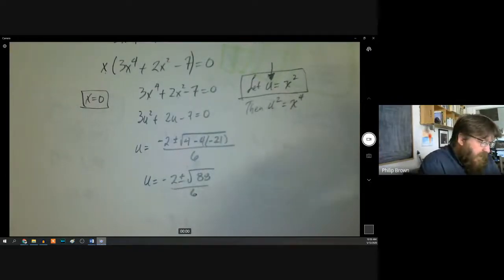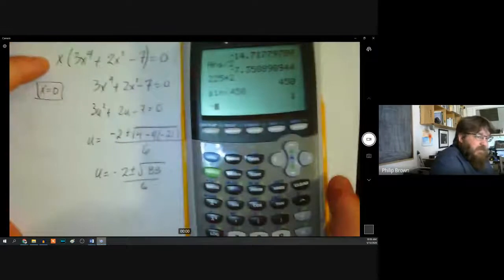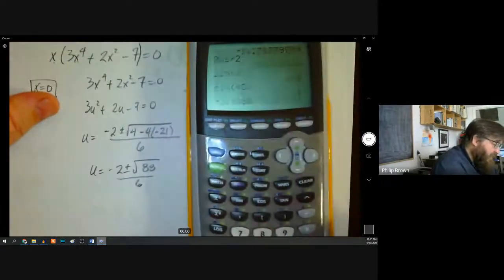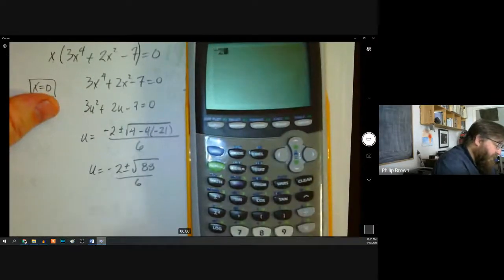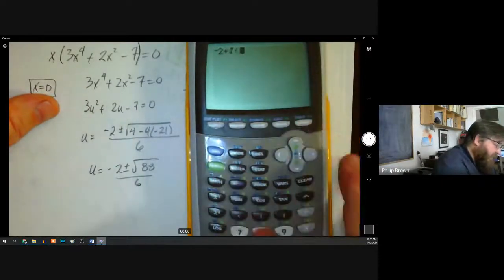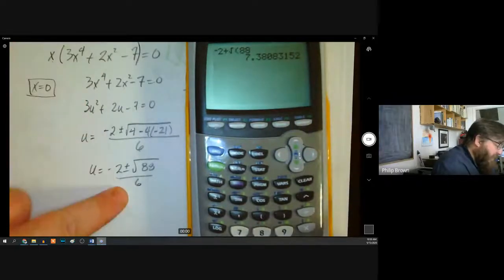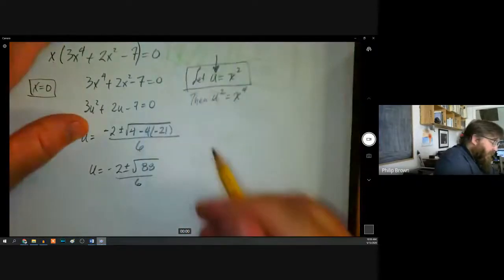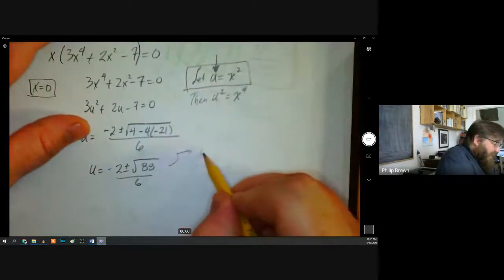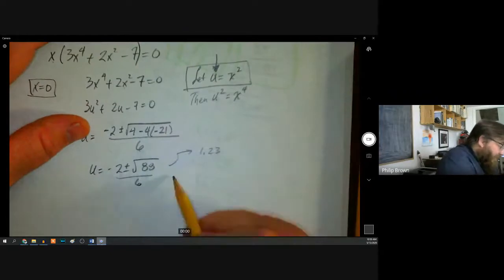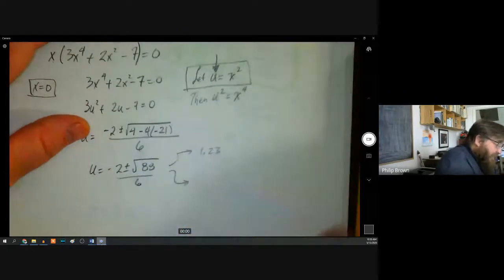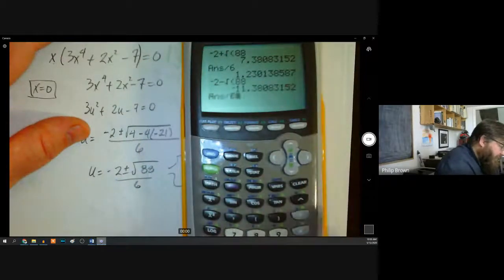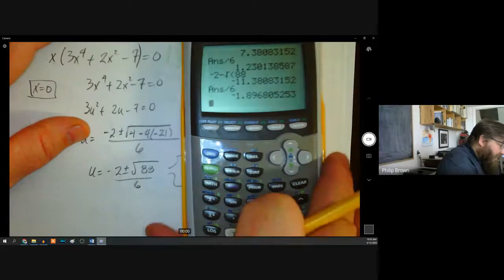So using our handy-dandy calculator here, I'll put it on the document camera so you can see. That way if I make a mistake, you can tell me. Oops, I did make a mistake. -2 plus square root of 88, and then divide that by 6. Here's what we got. 1.2. That's interesting. That's cool, right? That's the positive, and then we also have a negative, right? So -2 minus the square root of 88, and then divide that by 6.